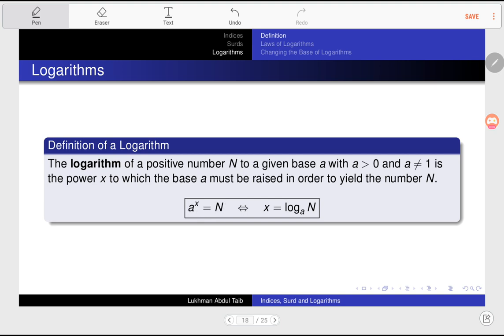So if you still face some difficulty with indices, I advise you to go back to the previous video on indices, because if you don't understand indices, logarithm will be much more difficult for you. Logarithm is connected to indices in a way that the index x can be computed by using logarithm. So this is the connection between index and logarithm.